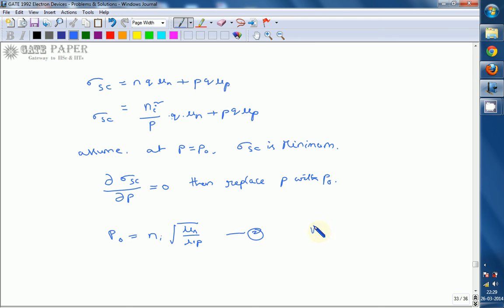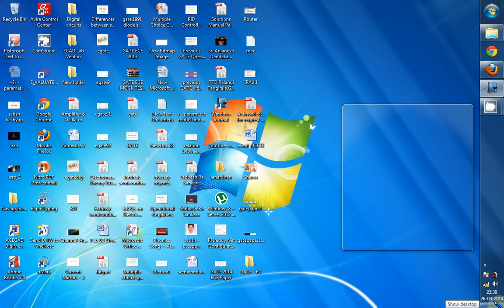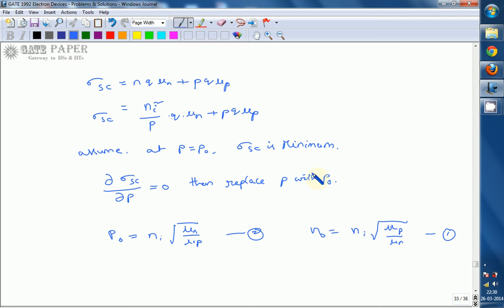The first equation is N naught is equal to Ni times the square root of mu p divided by mu n. This is what we have got. So if you observe, this is the first equation and this is the second equation. So the conductivity of an extrinsic semiconductor is minimum with respect to holes and with respect to electrons, like this.